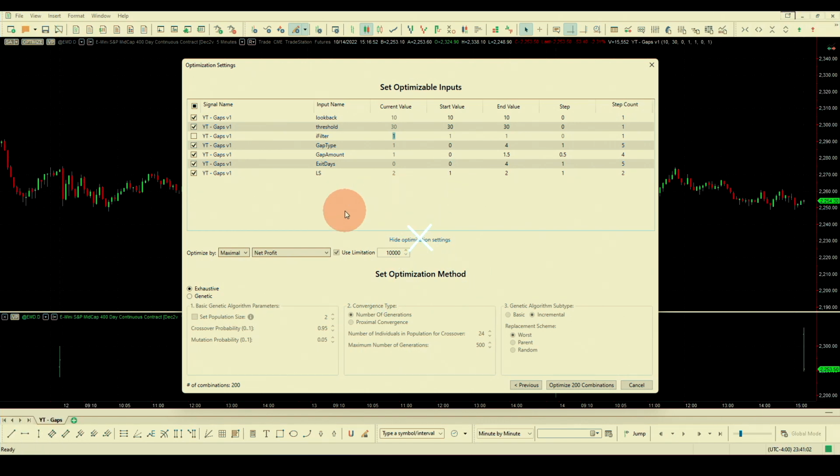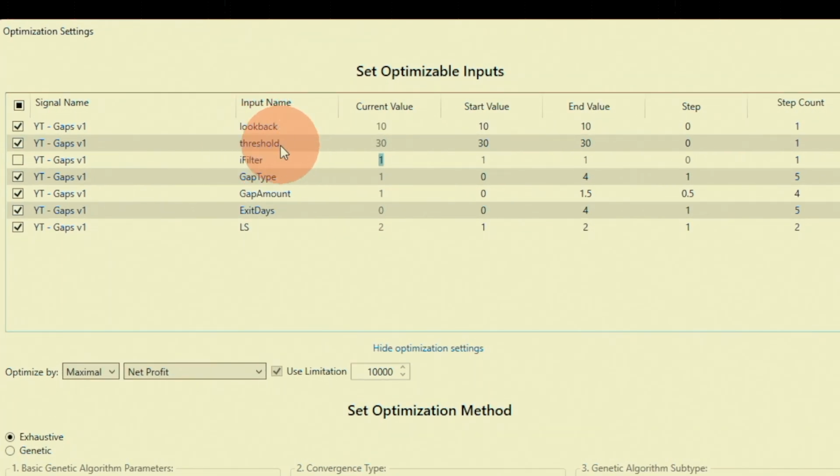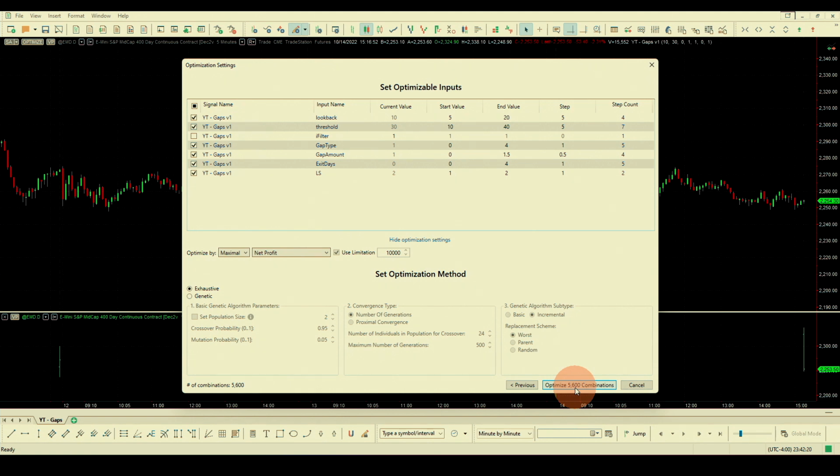So now I added the ADX indicator, and this is the ADX look back and the threshold. So we're only going to take the trade if there is a trend in the market. So the ADX look back of 10 above 30. So I'll optimize the look back from 5 to 20, step 5, and the threshold from 10 to 40, step 5. So that will bring the combinations now to 5,600.